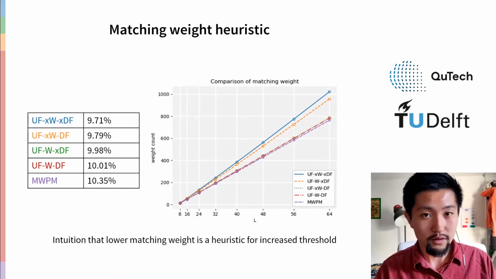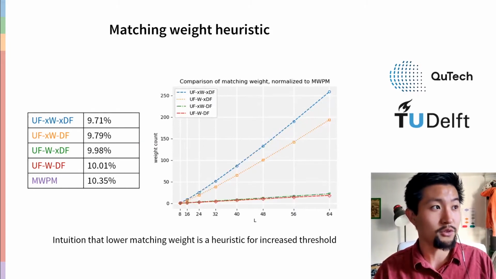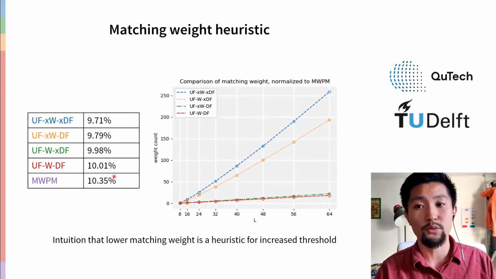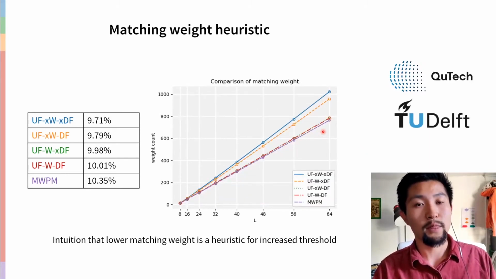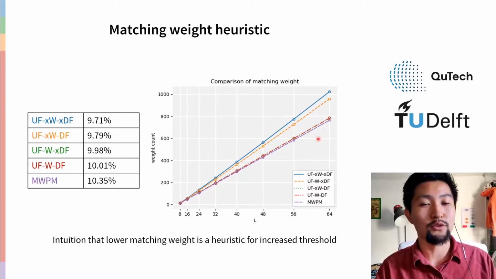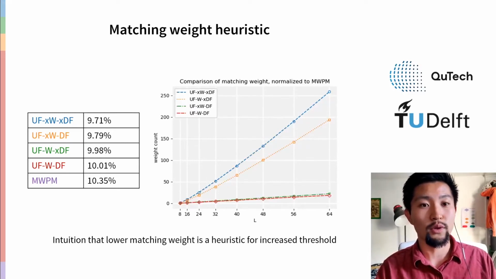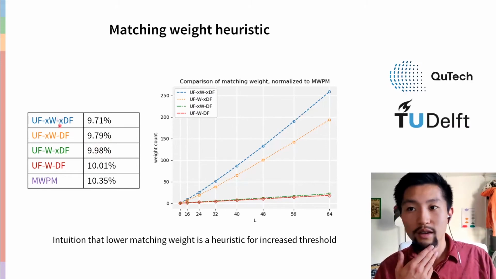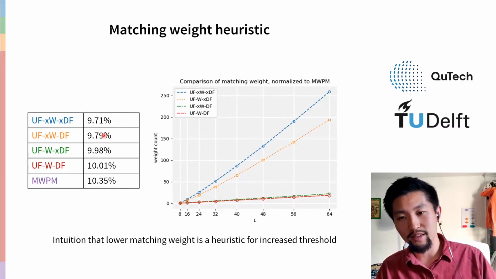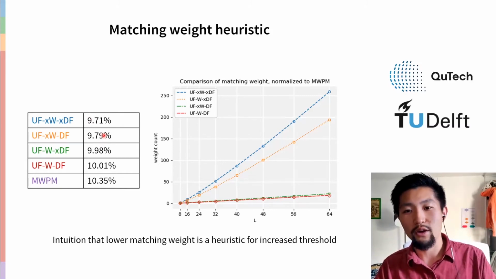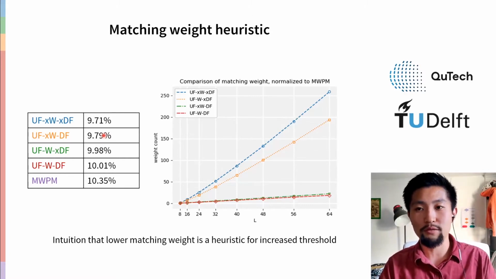Now, a better visualization would be to normalize it against the minimum weight perfect matching, which is the smallest weight. So we have the minimum perfect matching line over here, and we subtract that number from each of these lines of the unifying decoder, and we end up with something like this. You can see that the order is very apparent here. We have blue, yellow, green, and red, and that is exactly the order that we have here. So based on this, it gives us an intuition that a lower matching weight is a heuristic for an increased threshold.